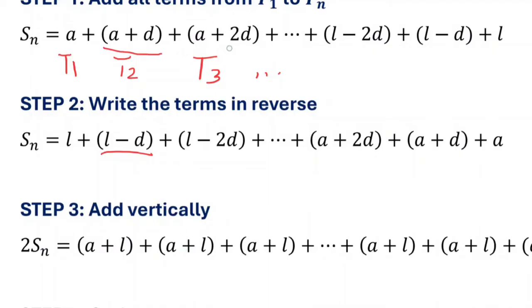When we add A plus 2D and L minus 2D, plus 2D minus 2D cancel out. So we're left with A plus L. As we continue like that, adding vertically all of the terms that correspond, we notice that the terms with D in it cancel out and we're just left with A plus L. So we're left with a bunch of terms that are just A plus L.